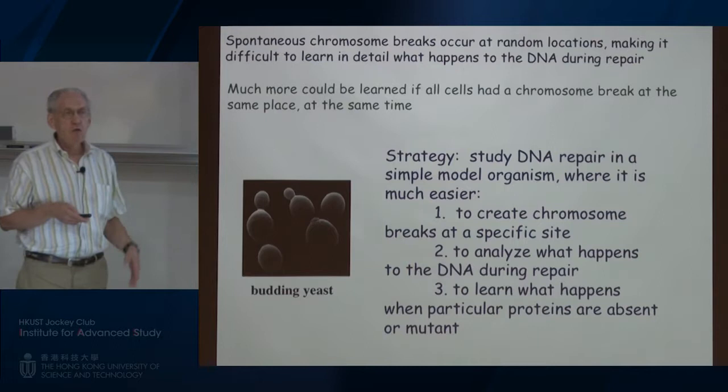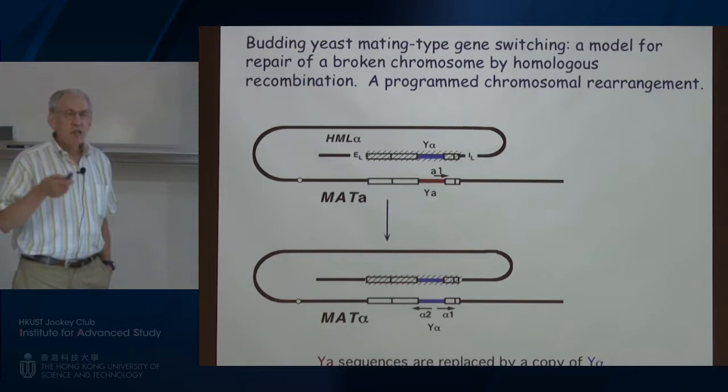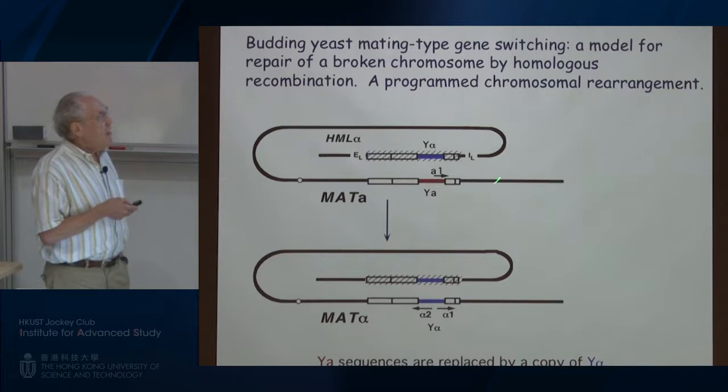So it turns out that the budding yeast has an endogenous break-induced system that it uses for what is called mating type switching. Yeast cells have two sex types. I don't know which one is male and female, but it has two sex types, and it's determined by the expression of genes from a single locus. So this protein regulates some other proteins, and these two proteins regulate other proteins.